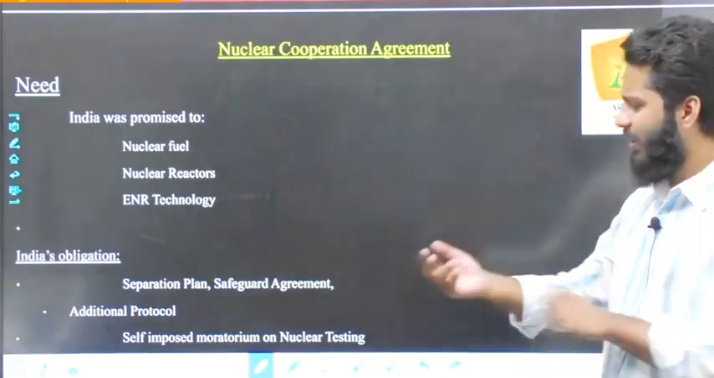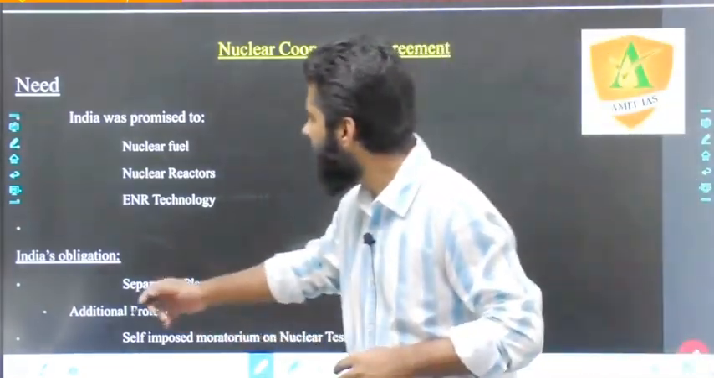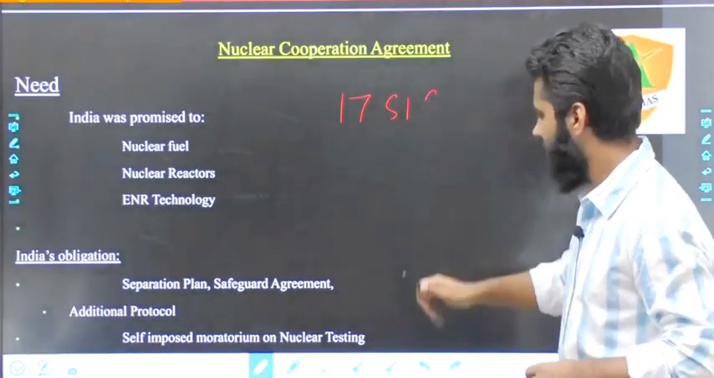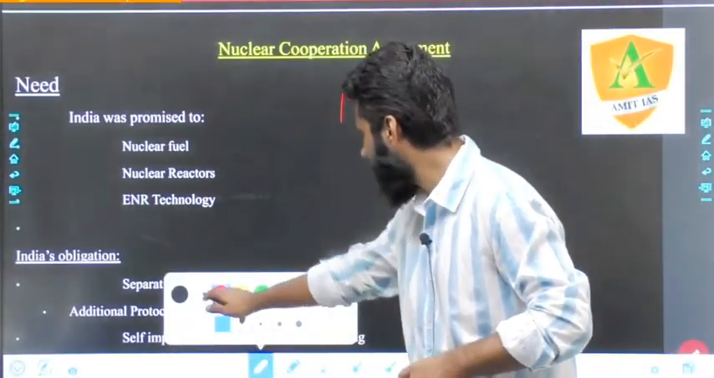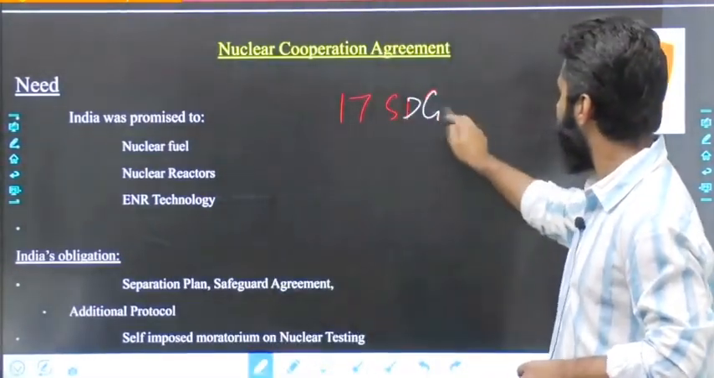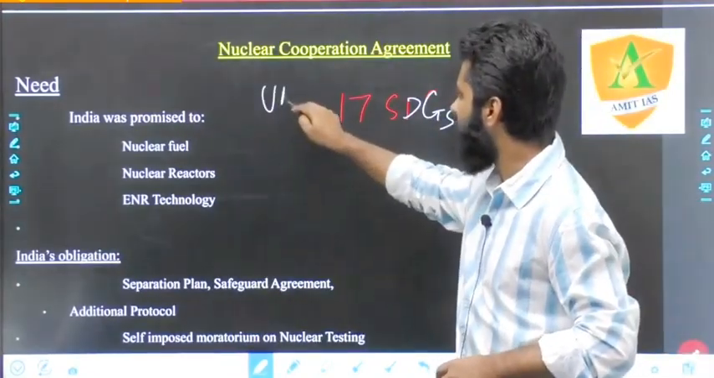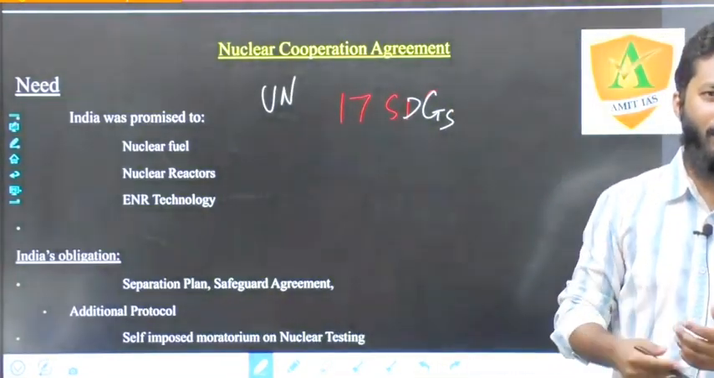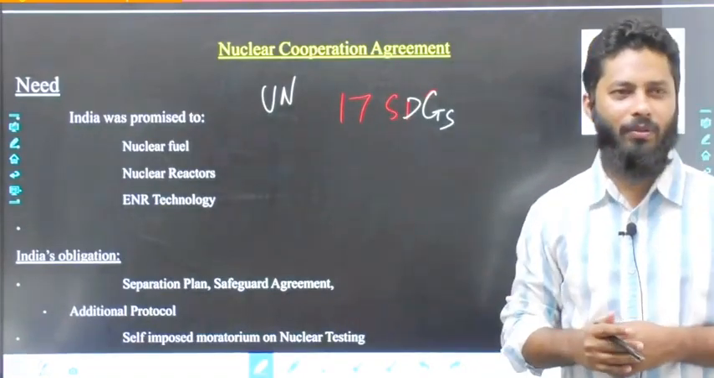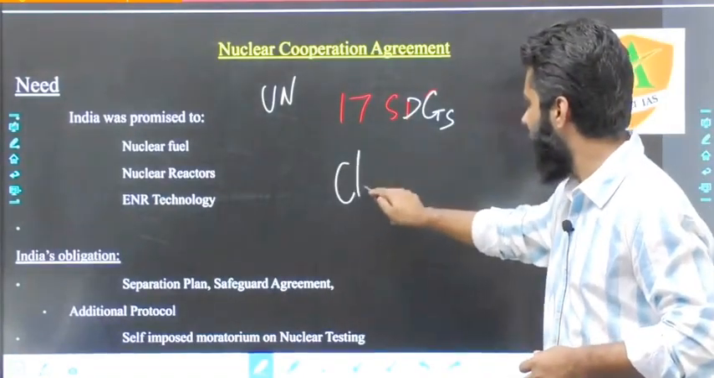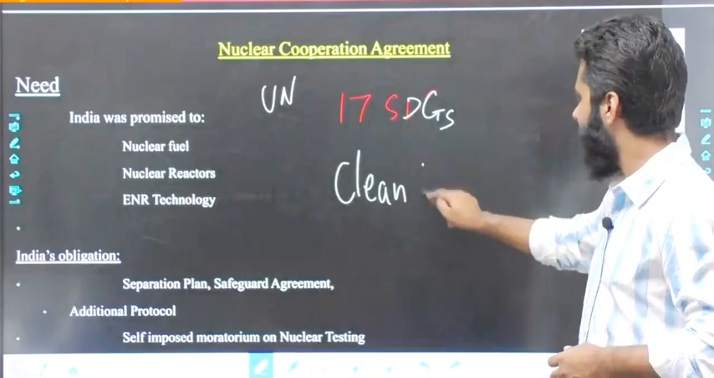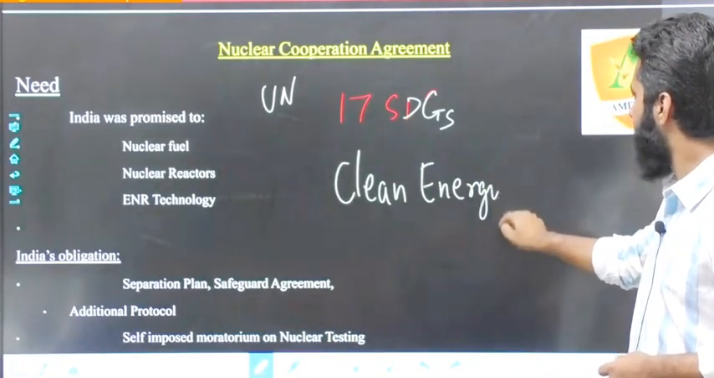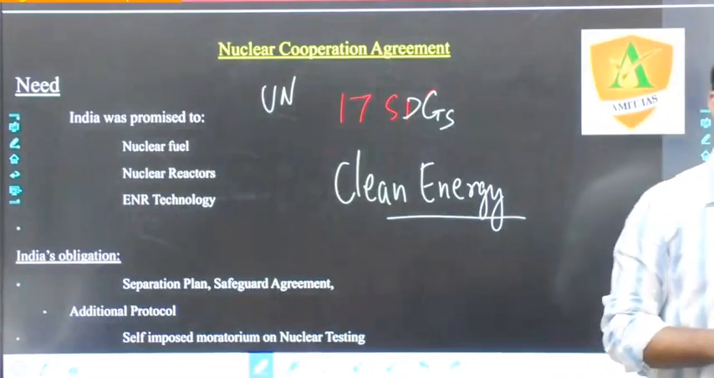You might have studied the 17 sustainable development goals. Have you heard something about this? 17 sustainable development goals by the United Nations, a sustainable development agenda to be achieved by 2030. In it, you will see there is one goal for clean energy or clean source of energy.